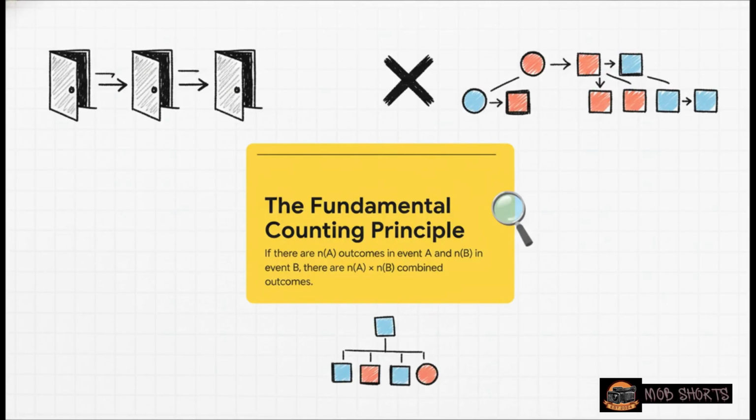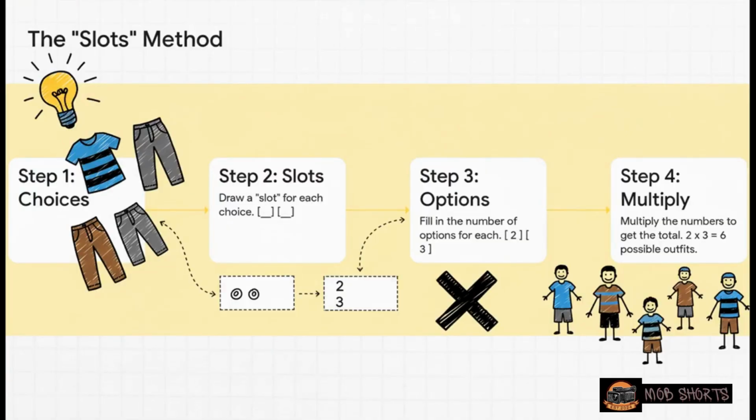That's it. Now, the absolute best way to use the FCP, and trust me on this, is with what I call the slots method. For every decision you have to make, you just draw a slot. And you've got to pay attention to the key word here. We're choosing a shirt and a pair of trousers. That word "and" is your big clue, your signal that you need to multiply.